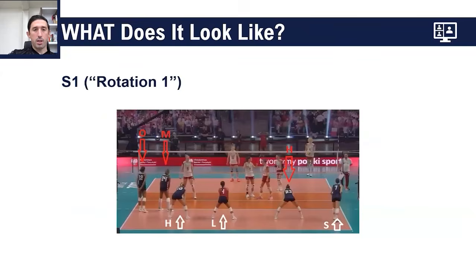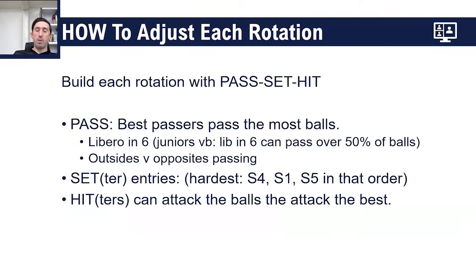And let me just come back to the principles for how we're making those decisions. Use that pass, set, hit thought. Get your best passers passing the most balls and standing wherever they need to stand to pass the ball. And then get your setter entry in the right spot. And then if you can optimize the hitters, you can optimize the hitters. But you've got to be able to pass. You've got to be able to set. And then usually the hitter entries, the hitters can get where they need to get, I find.